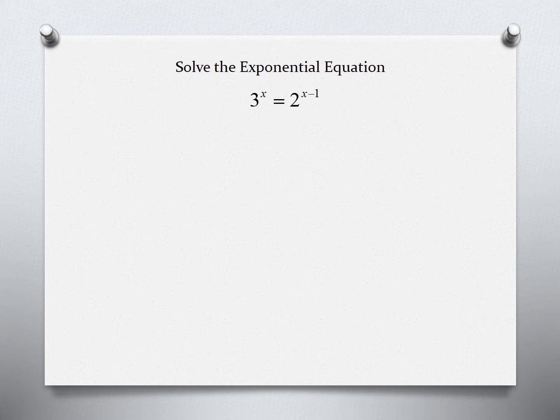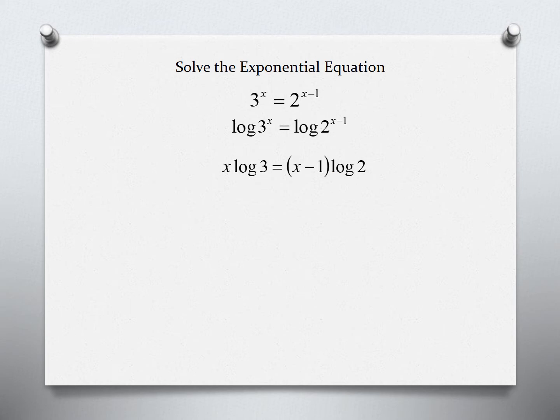Now again, we cannot write like bases, so we'll rely on the properties of logarithms. I'll take the log of both sides. No problem, as long as I'm not altering this equation, as long as I keep it in balance and do the same thing to both sides. So I'm going to take the log of 3 raised to the x and the log of 2 raised to the x. What does that do for me?